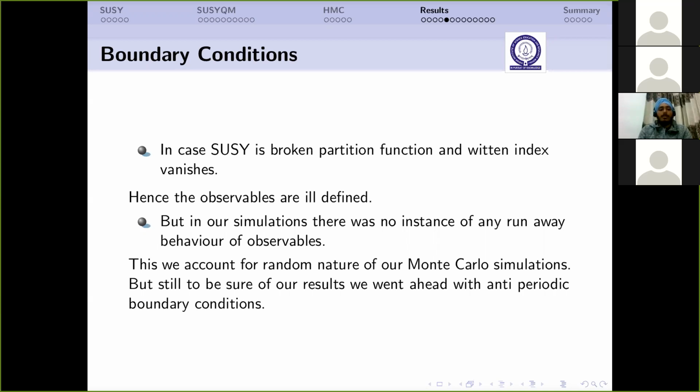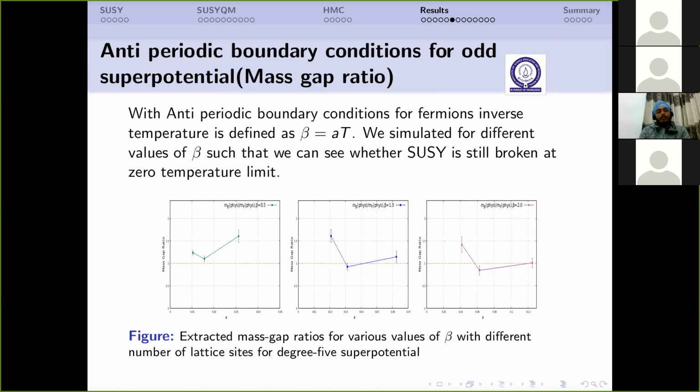But still, just to make sure that our results are correct, we went ahead with the anti-periodic boundary conditions. When we impose the anti-periodic boundary conditions, the lattice size that we call beta is also the inverse temperature. So we vary a and t, and in this case we also have to vary beta, such that at the end beta is very high, going to infinity, and temperature going to the zero limit. We can see whether the supersymmetry breaking is there or not, because with temperature there are certainly supersymmetry breaking effects.